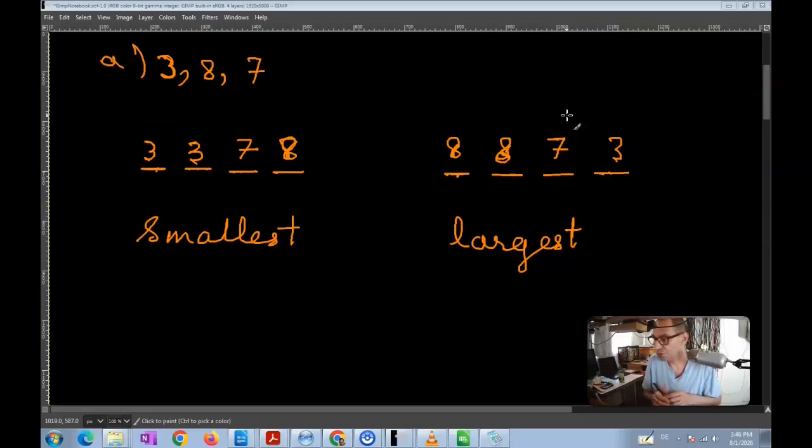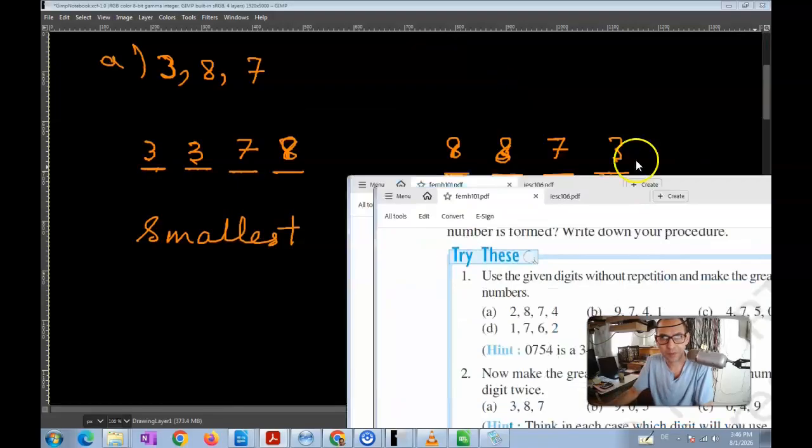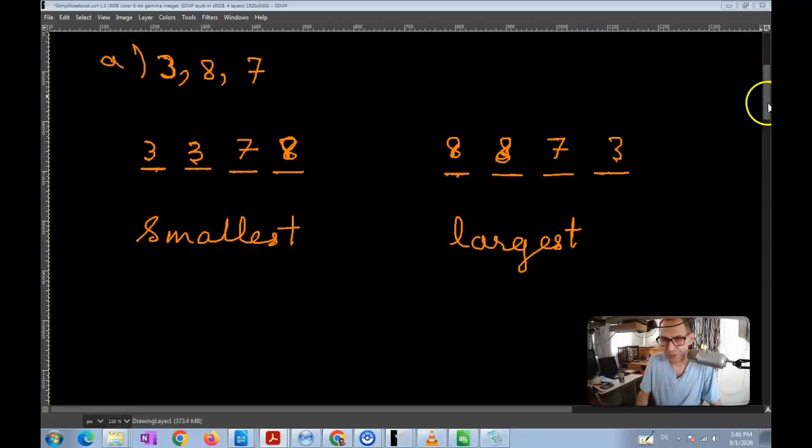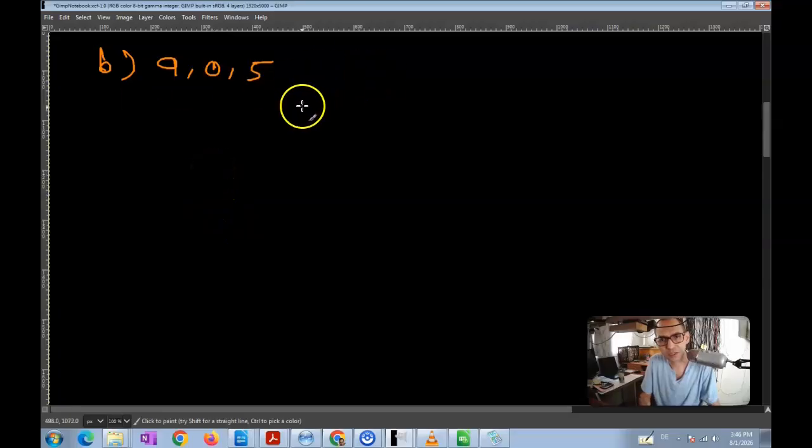Now I will do one more of these, and the rest I will leave to you to do. I will try one of these sets with a 0 in them. So now suppose that the digits that I have are 9, 0, and 5, and I want to make the smallest and the largest numbers possible, and one of the digits has to be used twice because I want to make 4-digit numbers.